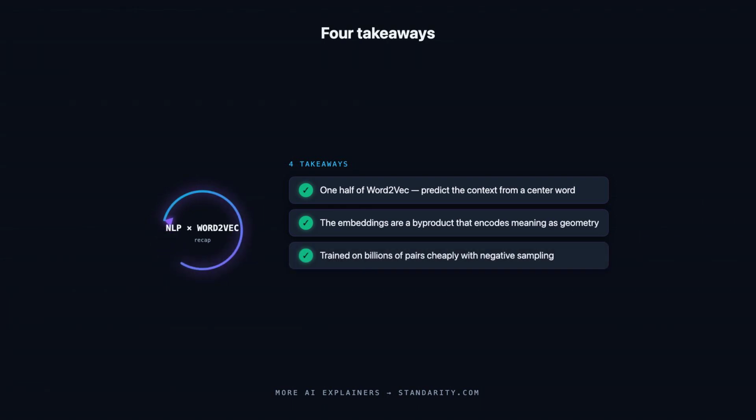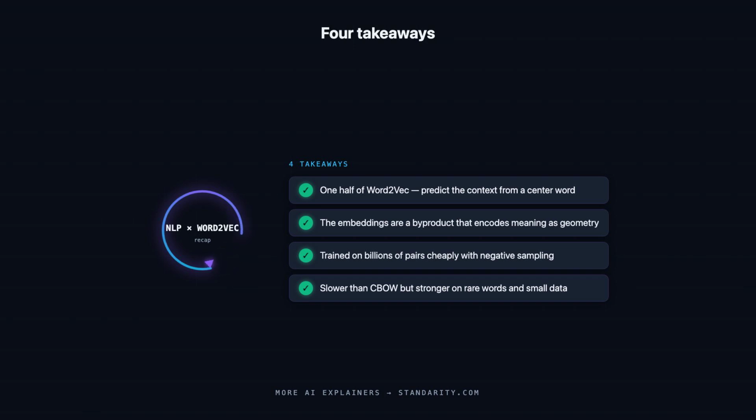It trains efficiently on billions of pairs using negative sampling, and it came from Mikolov and colleagues in 2013, launching the modern era of representation learning. Compared to CBOW, it is slower but stronger on rare words and small data.